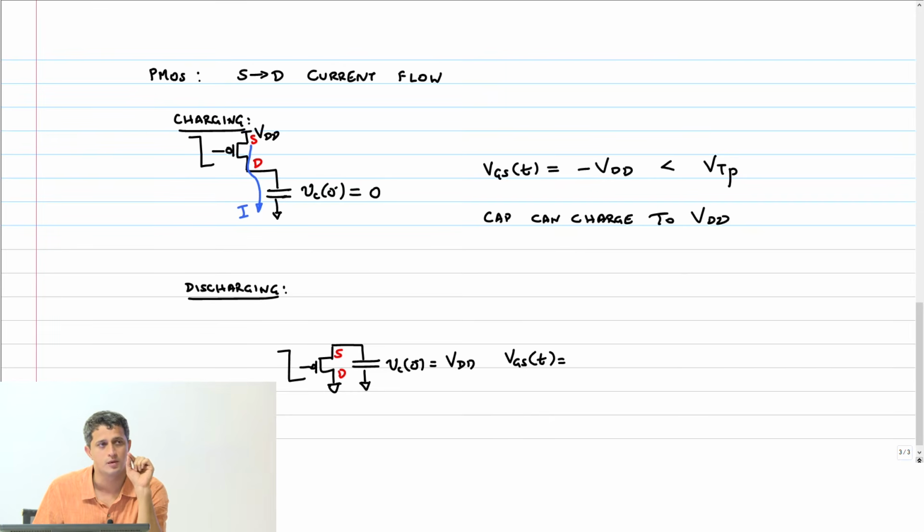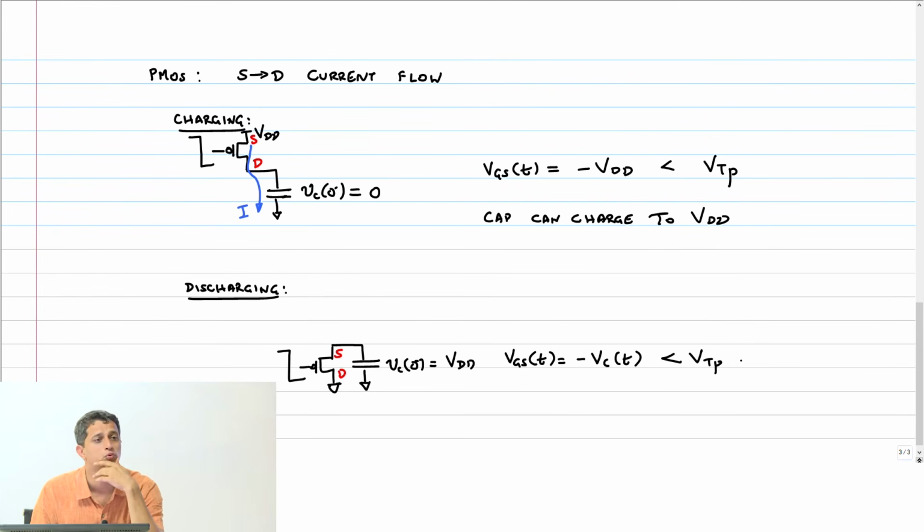No. What is the input? Where has it gone? It's gone from high to low. Gate voltage is what? So it is minus of Vc of t. As long as this VGS of t is less than VTP, this will turn on, right? The moment that goes, you are gone.